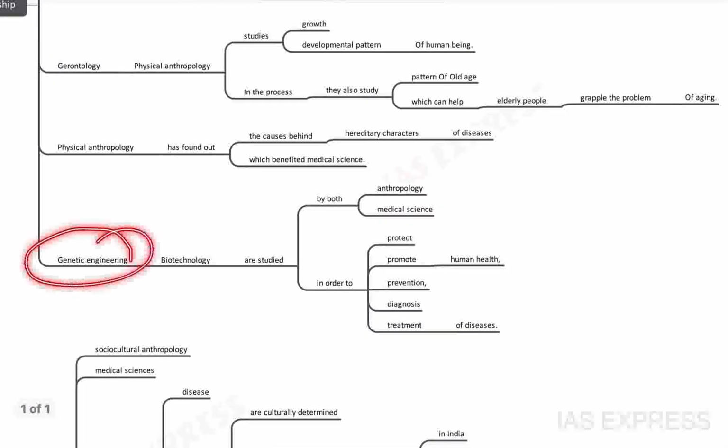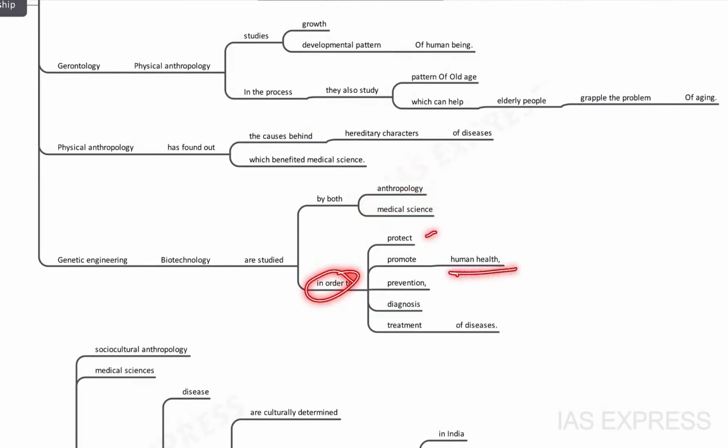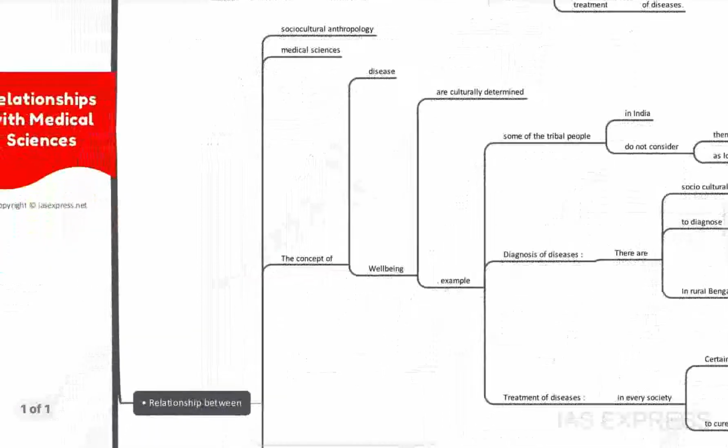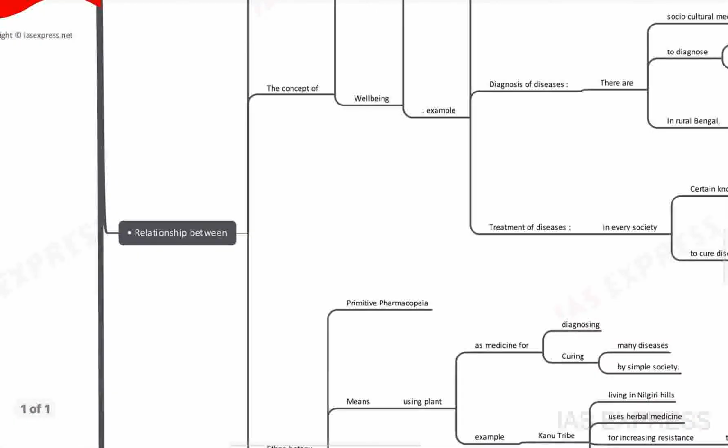When we come to genetic engineering, biotechnology is studied from the anthropology as well as the medical science perspective in order to protect and promote human health, and at the same time prevent, diagnose as well as treat various diseases. Now, before moving further, I will tell you a few things about physical anthropology and medical science, and we have something called medical anthropology.